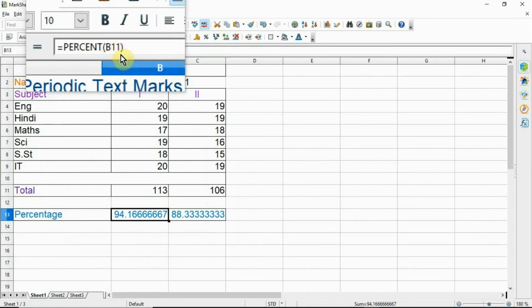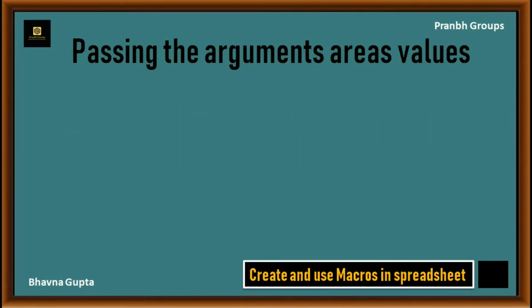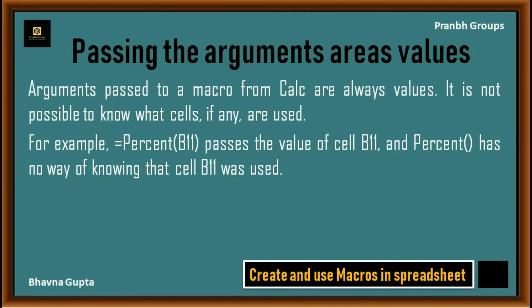You can type in small letters or capital letters. Next topic, passing the argument area's value. Arguments passed to a macro from Calc are always values. It is not possible to know what cells, if any, are used. For example, equals to %B11. B11 is the cell reference, it passes the value of the cell B11, and the % function has no way of knowing that cell B11 was used.